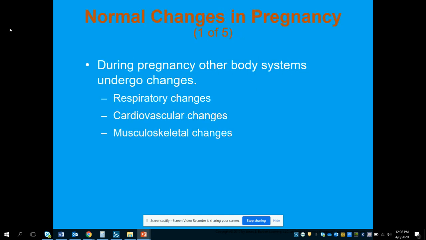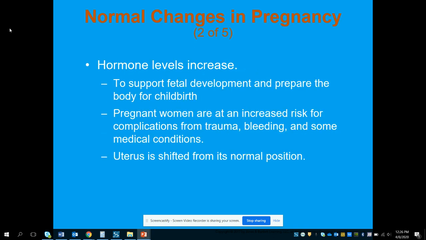Now, talking about some normal changes that happen during pregnancy, this is systemic. So everything in your whole body is going to change. It's not just a baby growing inside of your uterus and you gain a little bit of weight. It is truly everything in your body transforming. And so there are respiratory changes, cardiovascular changes, and musculoskeletal changes. So the hormone levels begin to increase. That's critical to support fetal development and prepare the body for childbirth. So pregnant women are at an increased risk for complications from trauma, bleeding, and some medical conditions.